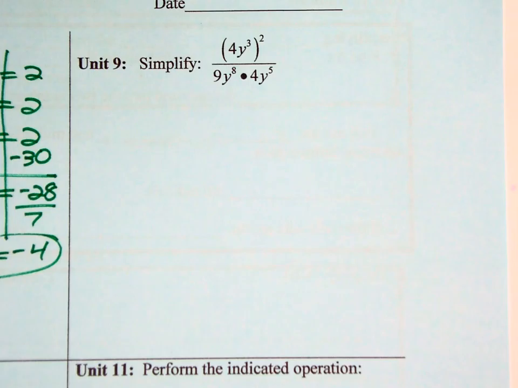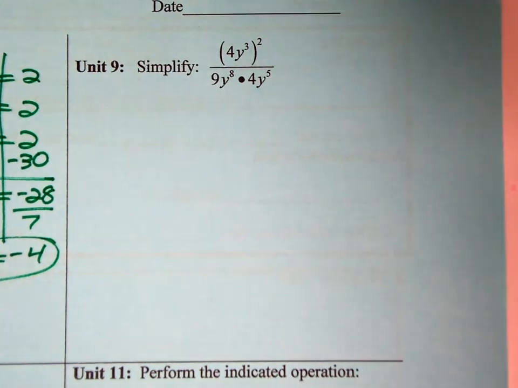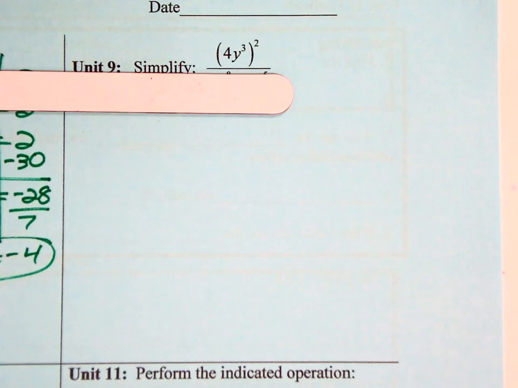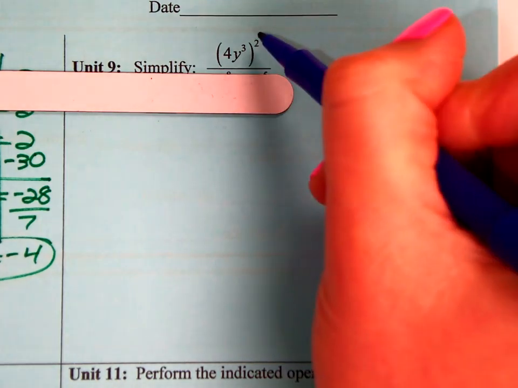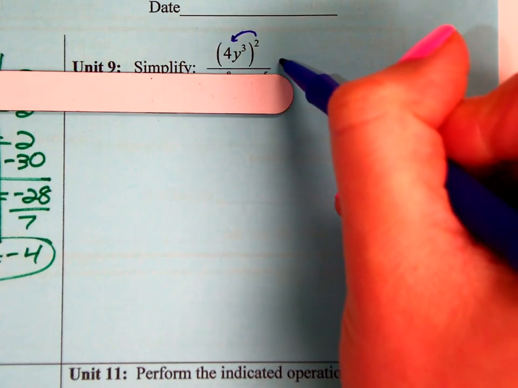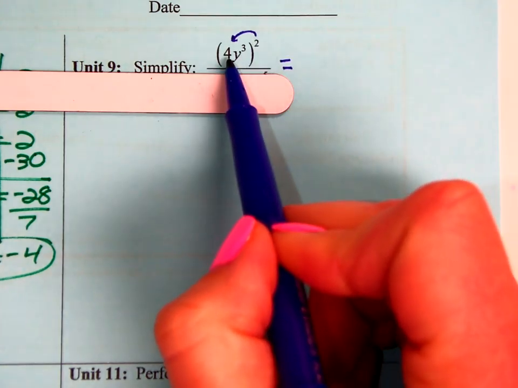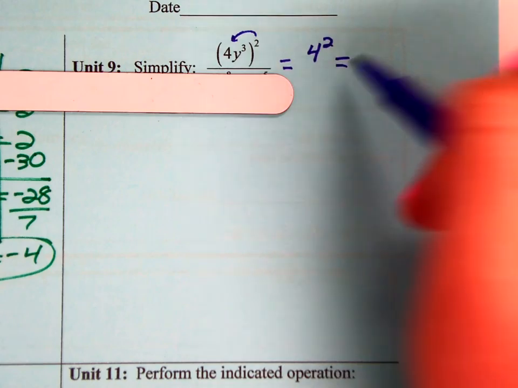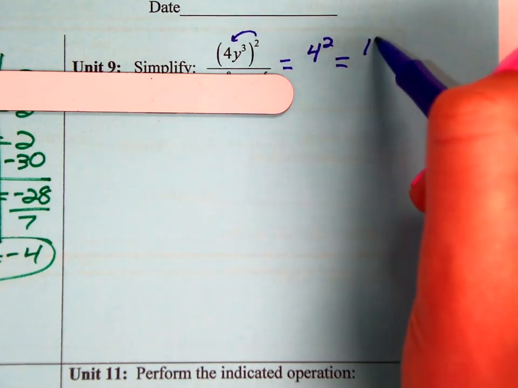All right, let's look at Unit 9, which is asking us to simplify. Now this one's much more complicated. So if I were you, I would cover up the bottom of the fraction and just worry about simplifying the top of the fraction first. Well, the top of the fraction has a parenthesis, so that means we have to distribute the exponent into the parentheses. Now remember, we do the regular thing with the regular number, so that means we're doing 4 to the second power, which is 4 times 4, which is 16.